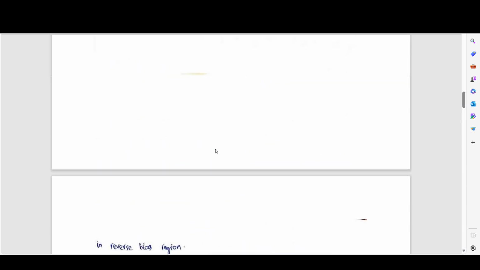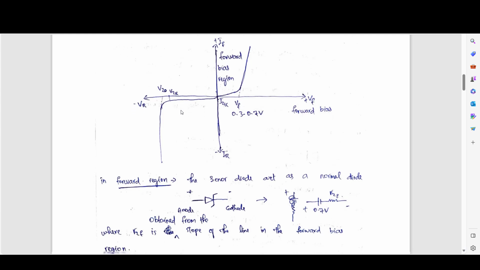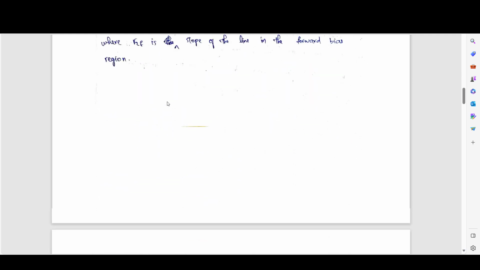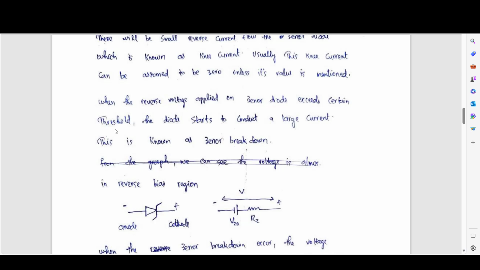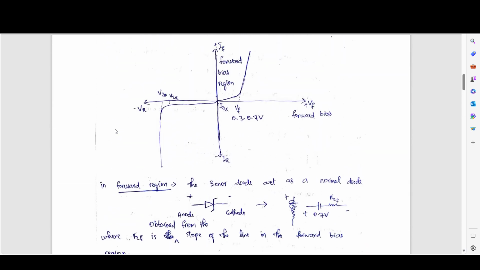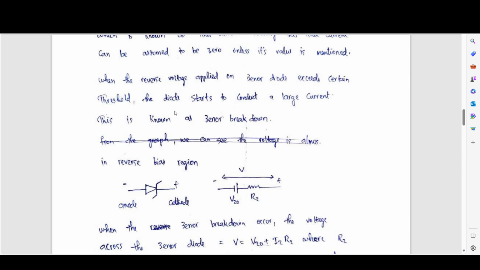For GATE questions, whenever there is a reverse bias across this Zener diode, we can consider this I knee current as zero. Usually we solve like that. We consider this as zero. When the reverse voltage applied on the Zener diode exceeds a certain threshold, that is the Zener voltage, the diode starts to conduct a large current. This is known as Zener breakdown.